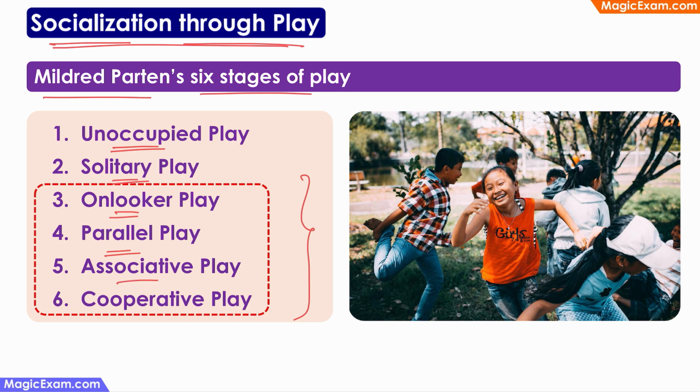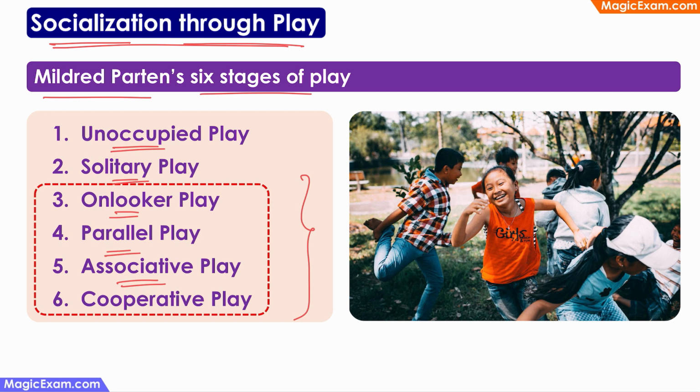Next is associative play, where the child starts interacting a little more with the other children. The child is still playing by himself or herself, but the child is also interacting with others, speaking to others, asking for some toys, giving some toys. So some level of social interaction is happening, right? But the main play is still happening individually.